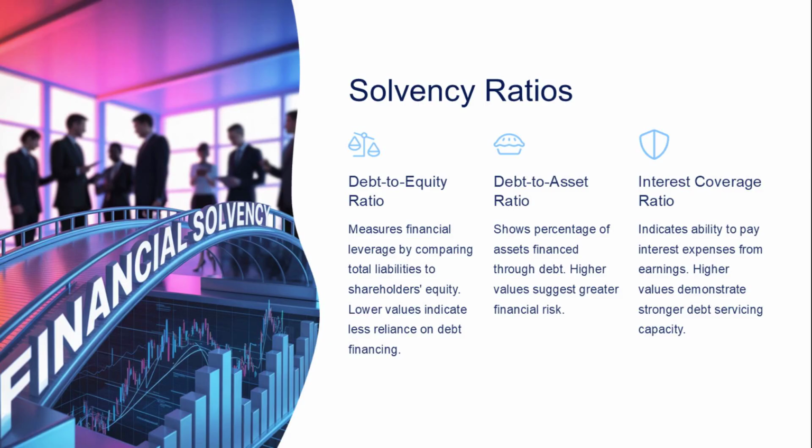The debt-to-asset ratio shows the percentage of a company's assets that are financed through debt. Higher values suggest greater financial risk. The interest coverage ratio indicates a company's ability to pay interest expenses from its earnings. Higher values demonstrate stronger debt servicing capacity. Analyzing these three key solvency ratios can give us a comprehensive understanding of the company's overall financial stability and solvency.